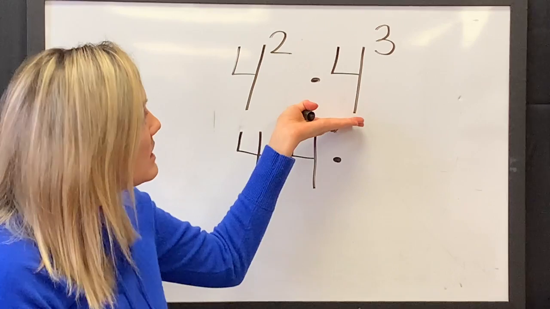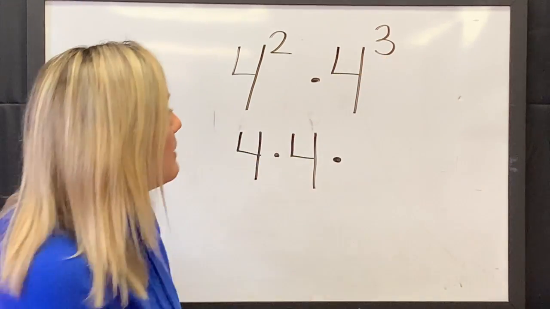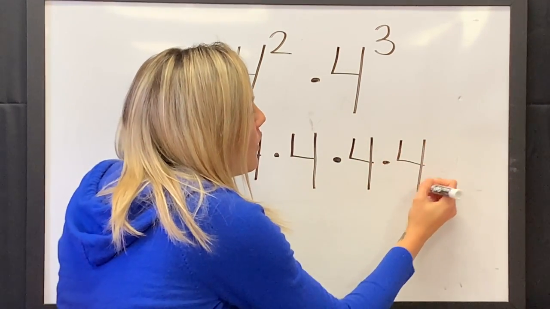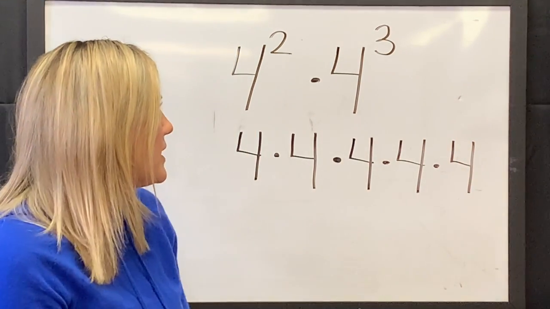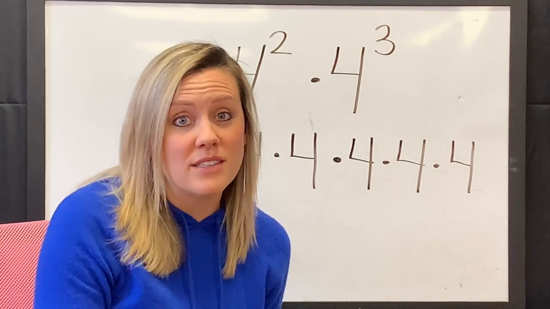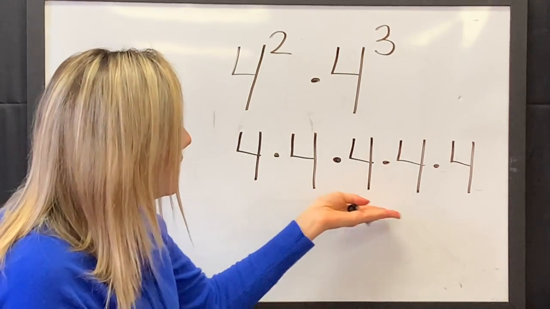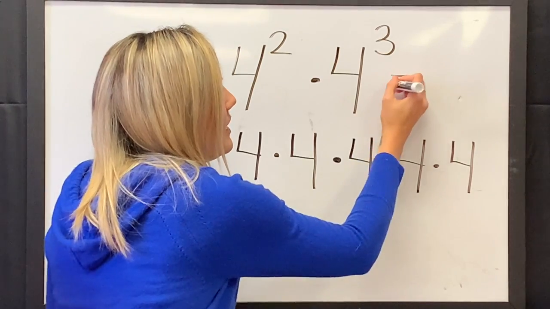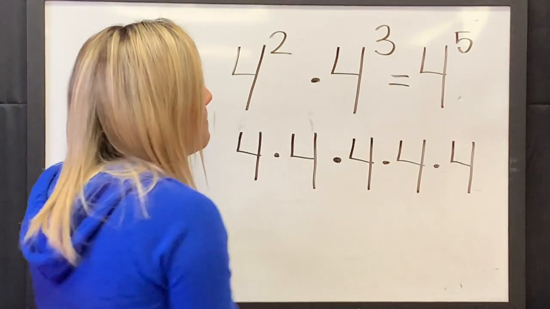Again, we take this base and we multiply it to itself this many times. So I'm going to write 4 times 4 times 4. So now what we're going to do, just to simplify it, is we are going to count how many 4s that we're multiplying to itself. 1, 2, 3, 4, 5. So another way of writing this would be 4 to the 5th power, okay?